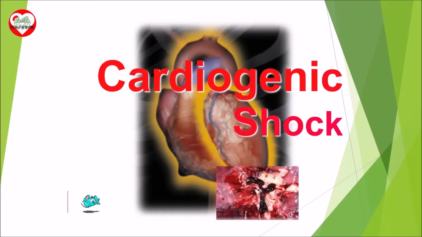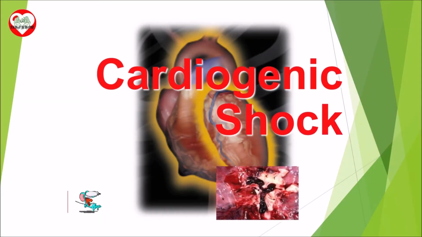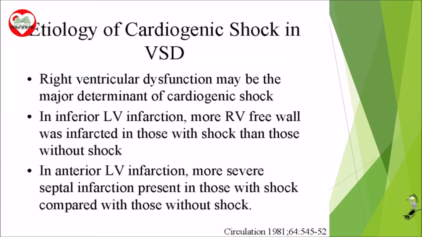Today, I've got the topic cardiogenic shock. First, let us know the etiology of cardiogenic shock in VSD. Right ventricular dysfunction may be the major determinant of cardiogenic shock. In inferior left ventricular infarction, more right ventricular free wall was infarcted in those with shock than those without shock. In anterior LV infarction, more severe septal infarction is present in those with shock compared with those without shock.